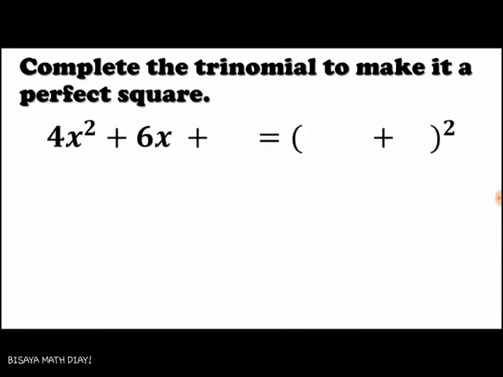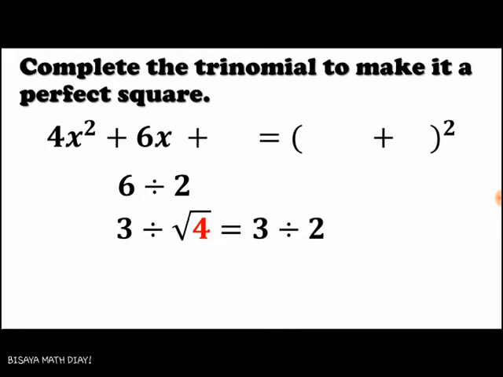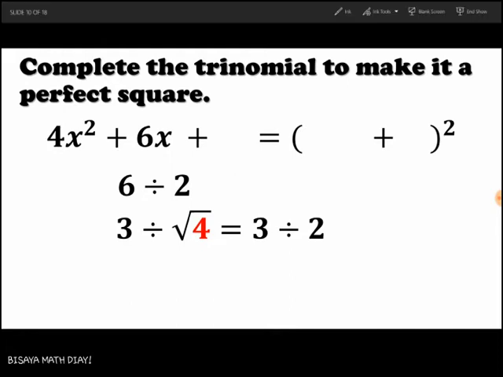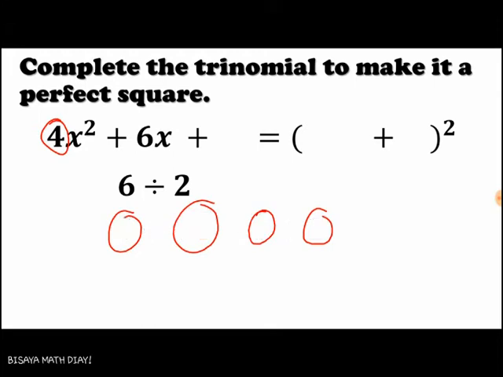And then lastly, we have 4x squared plus 6x plus another number. That is equal to the reduced binomial form. So we take 6 divided by 2, and the result is 3. Now, look at this. 3 divided by the square root of 4, the coefficient, or 3 divided by 2. And what's the result after we divide 3 by 2? It's just simply 3 over 2.